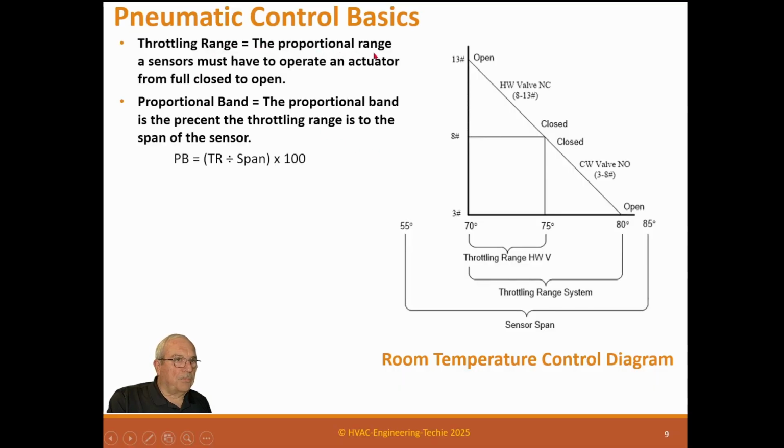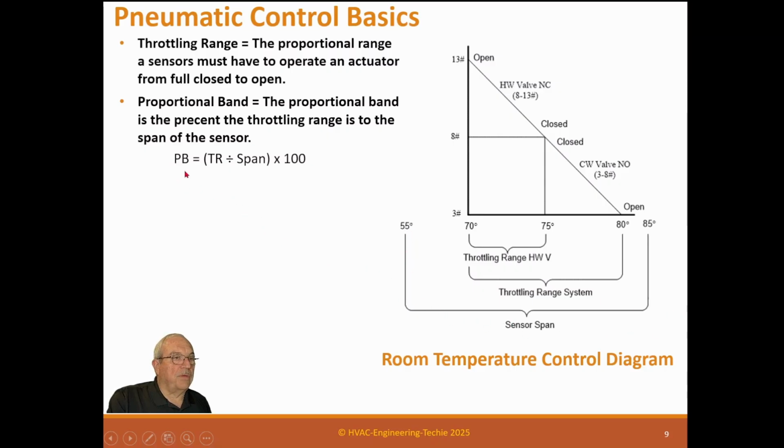So throttling range: the proportional range a sensor must have to operate an actuator from full closed to full open. So this is the throttling range of the system. So at this point, the system is in heating full, and this one is in cooling full. And this is the span of the system.